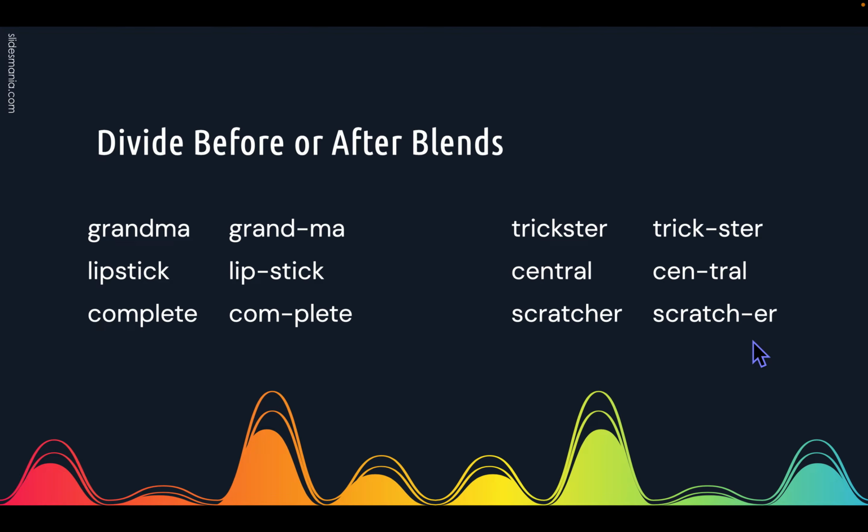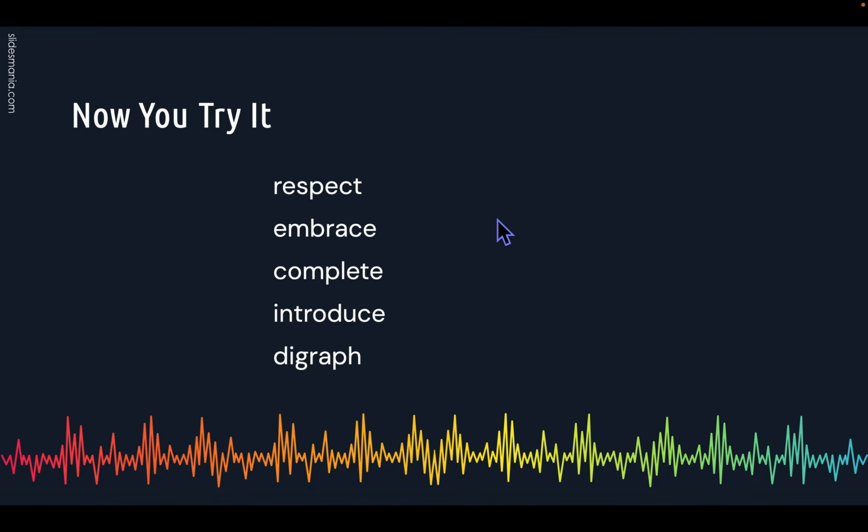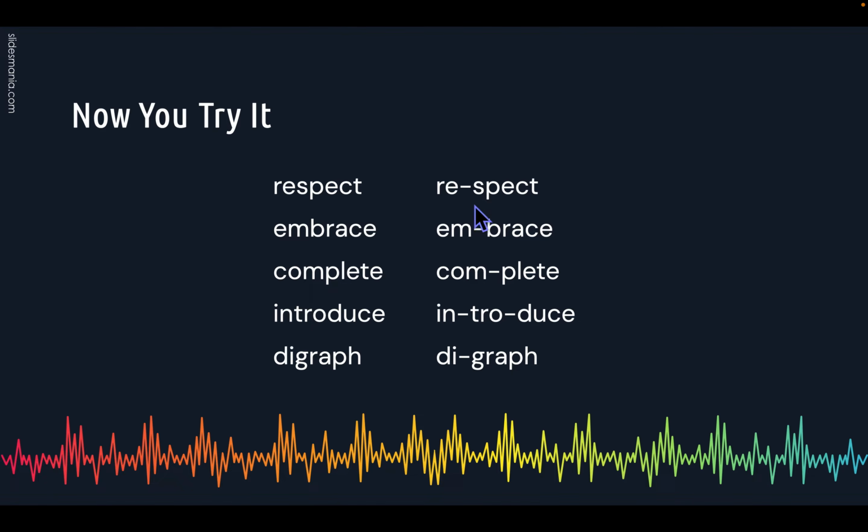Oh, let's go back. We split after the blend. We could also use the rule that we are going to get to later of splitting before a suffix. Scratcher. Now you try it. Okay, S and P are a blend. They stay together, so we are going to split before it. This is an E at the end of the syllable, so it will have the long sound. Respect. B and R are a blend, so they stay together and we split here.